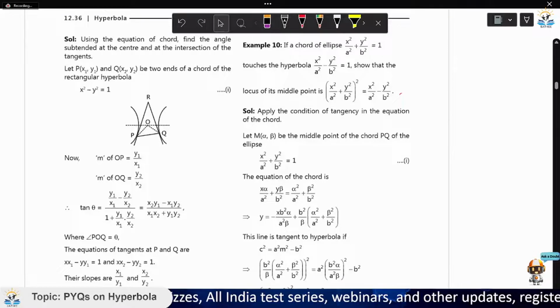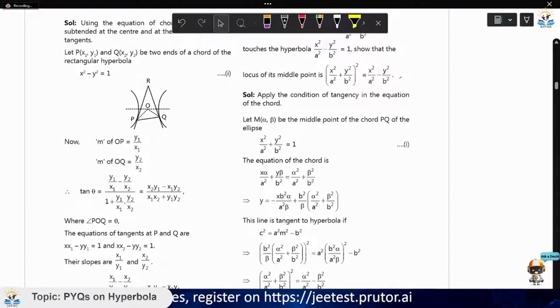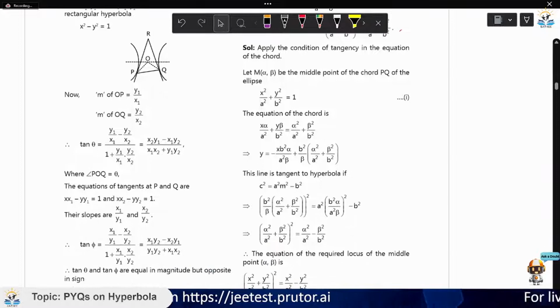So let's take a standard rectangular hyperbola. And why have we taken this? Because it's very easy to solve with this equation. So now we know what the slopes of OP and OQ are, because OQ and OP are points on the hyperbola, and let them be (x1, y1) and (x2, y2). So we know the slopes of those, and we can calculate the angle between those two slopes using this formula.